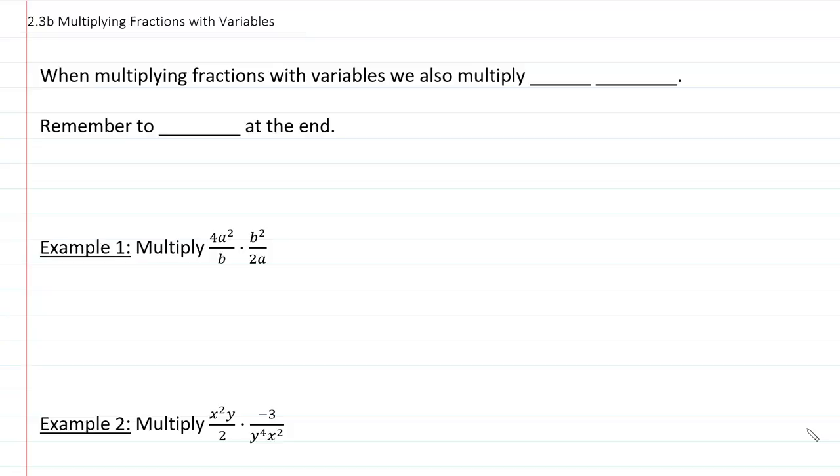2.3b, multiplying fractions with variables. When multiplying fractions with variables, we also multiply straight across, just like with integers. So this means multiply the numerator with the numerator and the denominator with the denominator. So just straight across. Remember to simplify at the end.